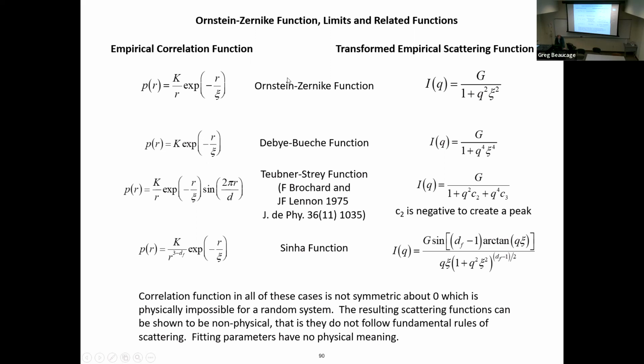This has been around forever. This is around the 1960s. And then in the 70s, this Teubner-Strey function, where they invent two arbitrary things. Having two things that have different signs will create a peak. This is totally empirical, right? This is just freewheeling. It does have a Fourier transform, which is this weird thing, which has our non-symmetric friend here.